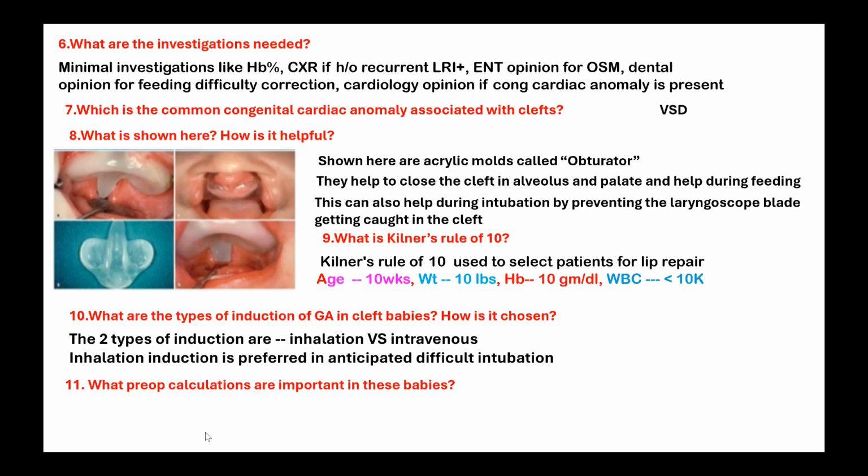So, what pre-op calculations are important in these babies? What are all the things you must calculate whenever you have a child for a lip repair? Because they are very small, their weight may be very, very less, as they are only 3 months old. They may be 3 kg, 4 kg. So what important calculations do we have to make? Allowable blood loss, drugs as well as fluids.